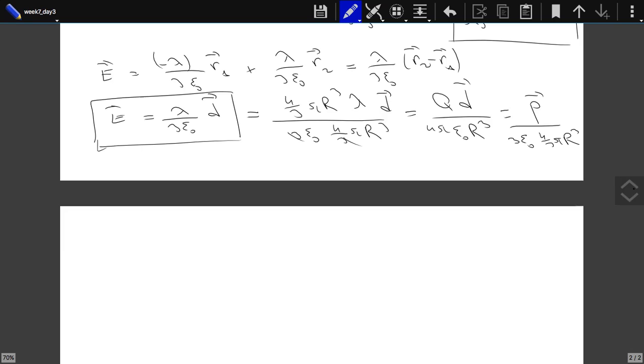So that's small p, the total dipole moment. I divide it by the volume. That is what we call the polarization. So in this system at least, the electric field in the overlapping region of these two spheres is given by the polarization over 3 epsilon 0.